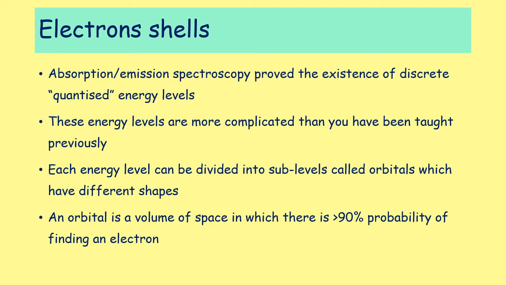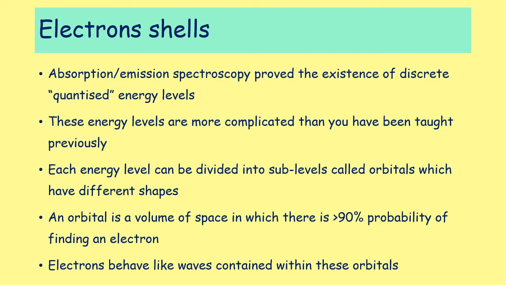Now, we said that these energy levels are subdivided into things called orbitals, and an orbital is a volume of space in which there is a greater than 90% probability of finding an electron. The reason why we cannot say with 100% certainty that you will find an electron inside an orbital is because electrons, like photons, behave like waves and particles. And so their wave-like behavior means it's very difficult to specifically locate them, which is why in an orbital we can only say there is a greater than 90% probability of finding an electron.